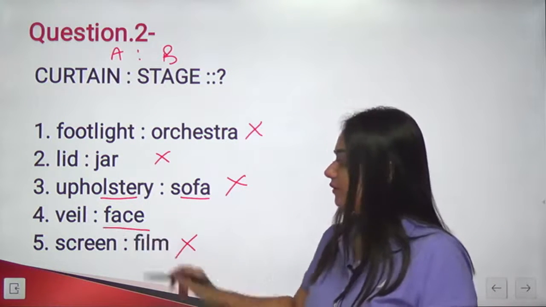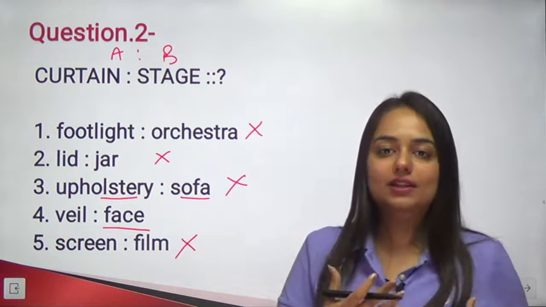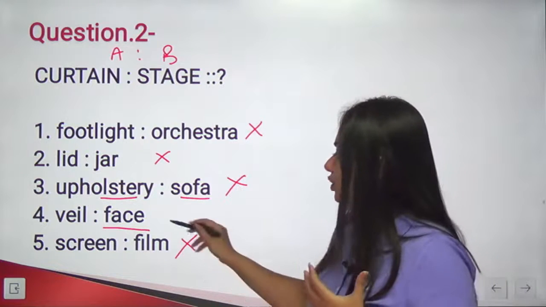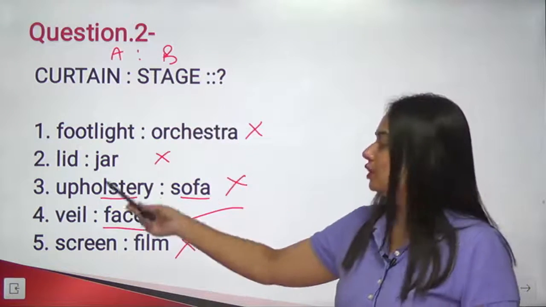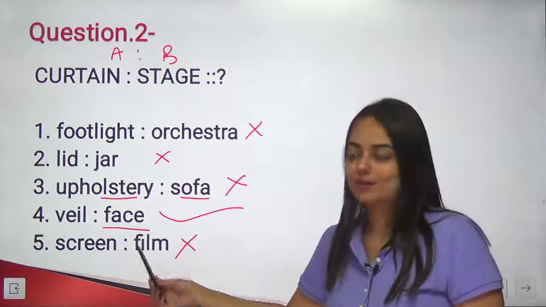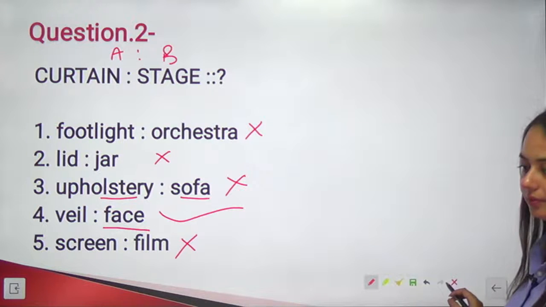The only answer is veil is to face. Veil, we use veil to hide the face, right? So it should be this one. Just as we use a curtain to hide the stage, we use a veil to hide the face. So it's a cloth that is used to hide the face.